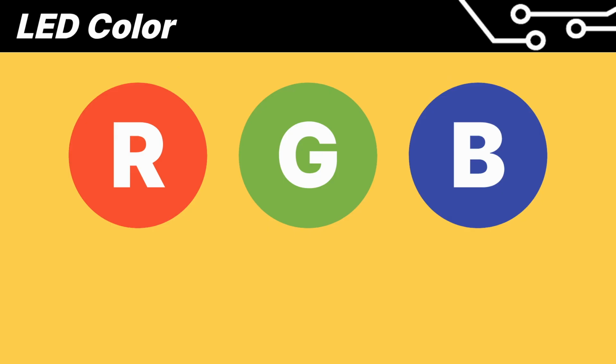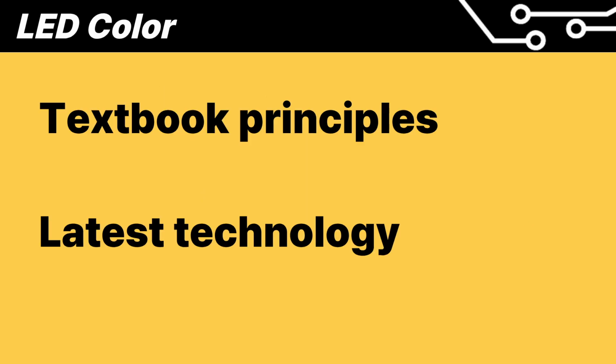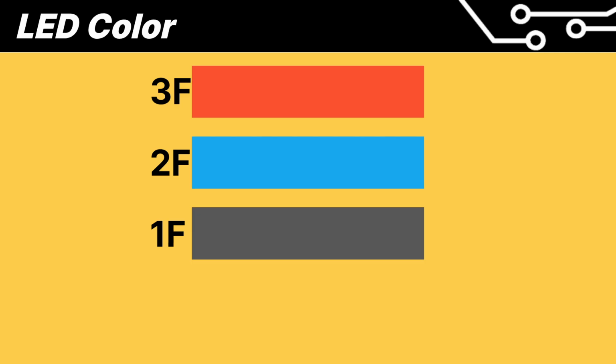The three basic elements of color are RGB. How is this implemented? I will explain the difference between the textbook principle and the modern process by describing the layering process. First is the textbook principle.